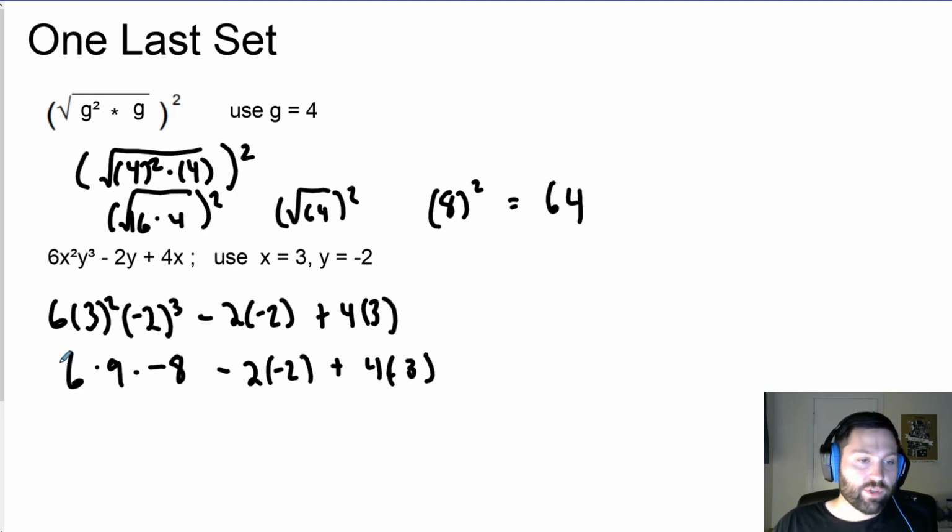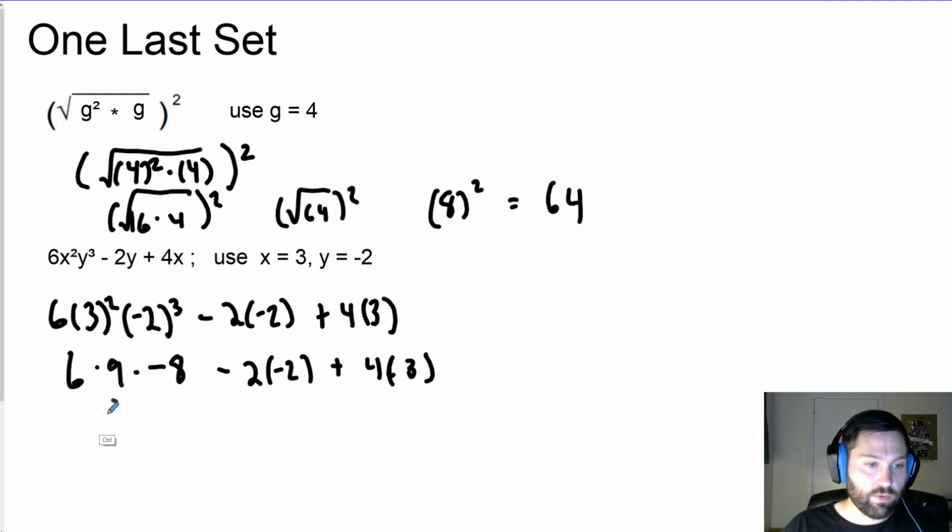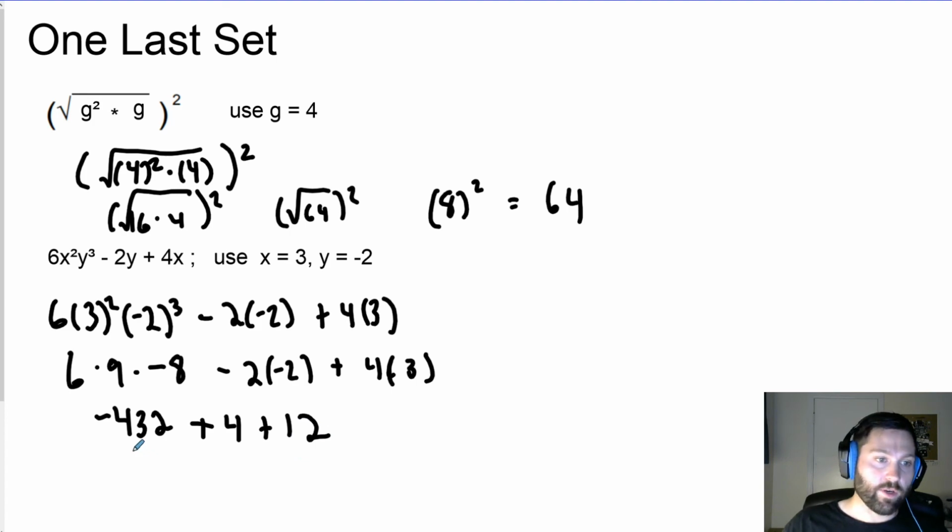So now I'm going to multiply the results. 6 times 9 times negative 8. So I know that 6 times 9 is 54, and 54 times negative 8 is negative 432. So negative 432 minus, and negative times negative turns into a positive, so it'd be plus 4. And then plus 4 times 3 is 12. So we're still going to get a pretty low answer here. Negative 432, you add 4 to that, you get negative 428, and then add 12 more to that, you get negative 416.